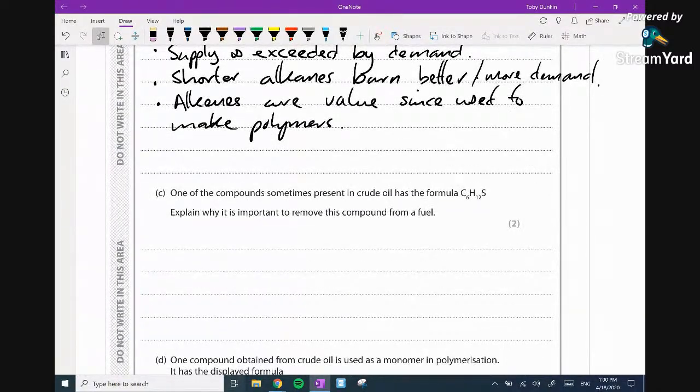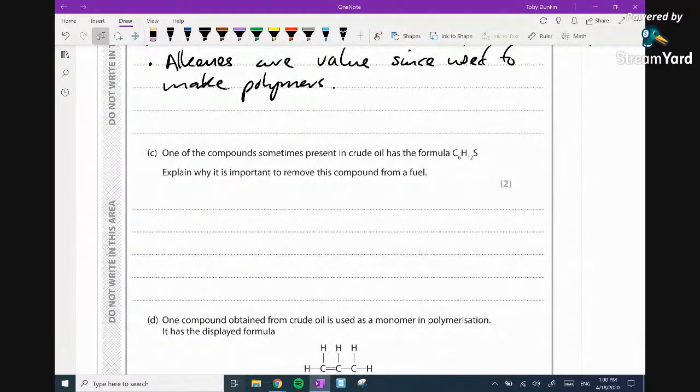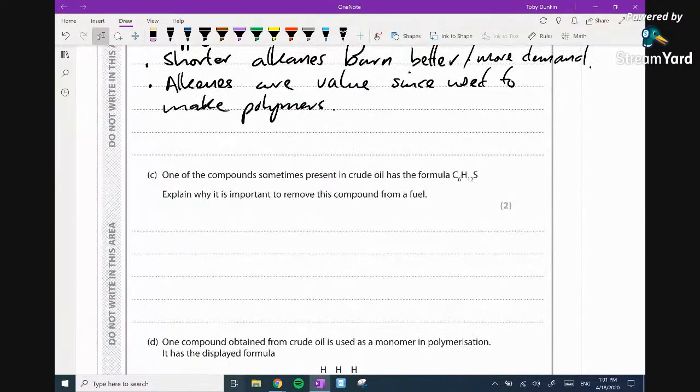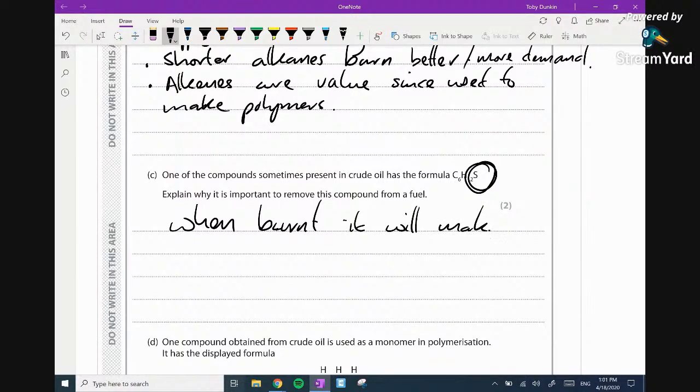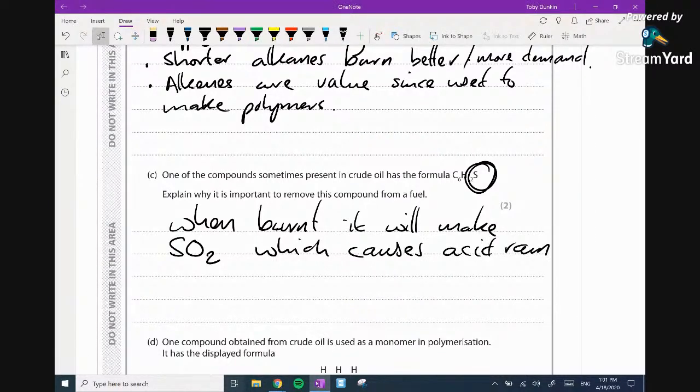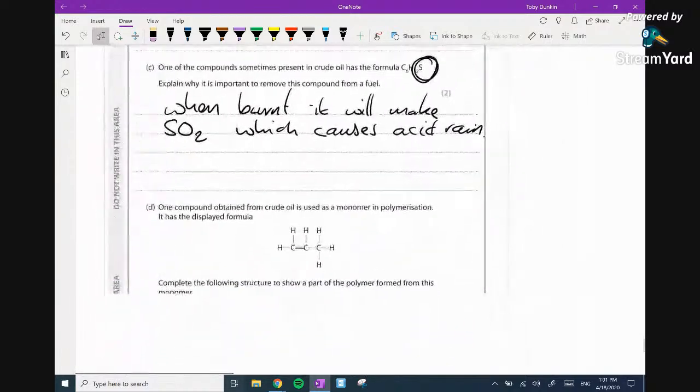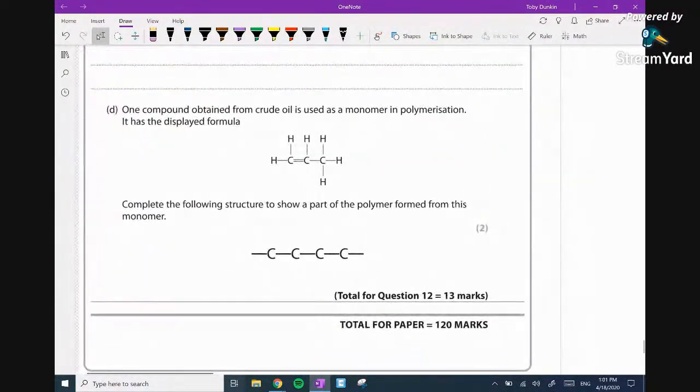One of the compounds sometimes present in crude oil has the formula C6H12S. Explain why it's important to remove this compound from fuels. It's so hard, it's got sulfur, folks. When burnt, it will make SO2, which causes acid rain. It's really hard, this, folks. They really are pushing you on this paper. Really good paper to go through.